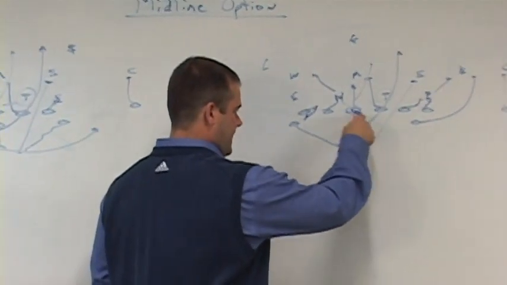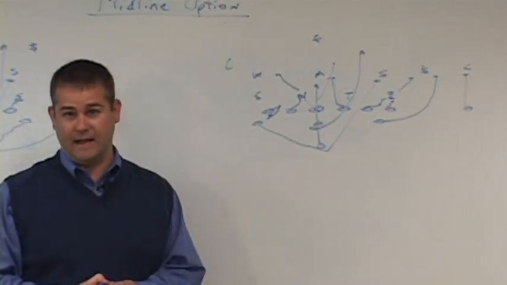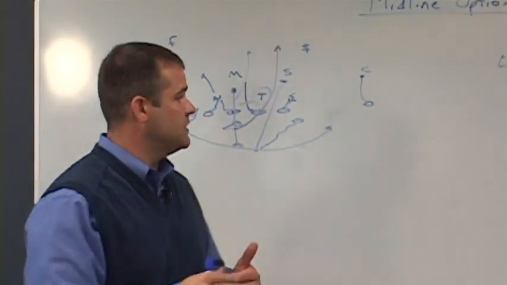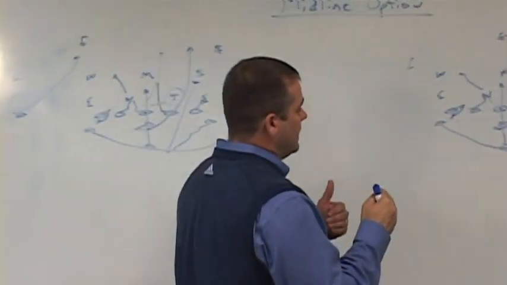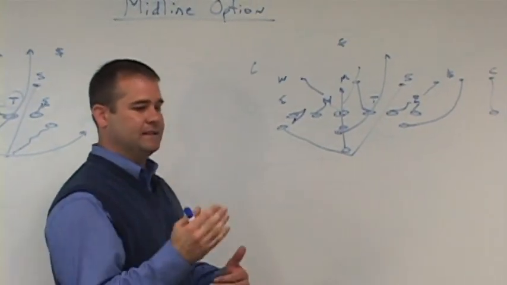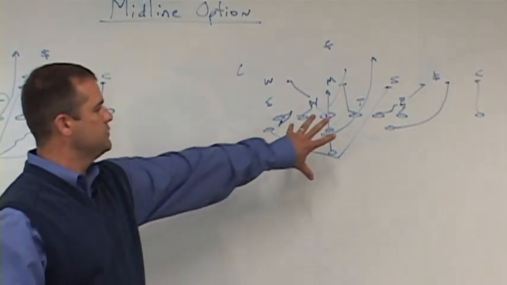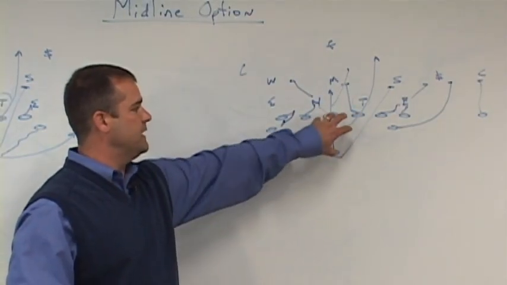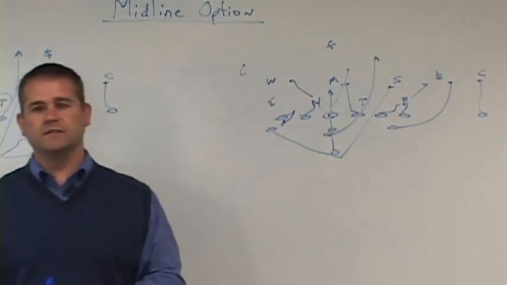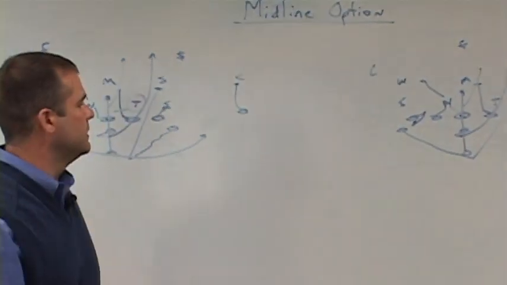Once you clear the mesh, whether it's inside veer, midline, or outside veer, doesn't make a difference. Make sure that you get through the mesh and attack the line of scrimmage out of that. That's a huge coaching point when you're coaching the option, especially midline. Get up in there, be physical, don't take that big shot, run low to the ground.